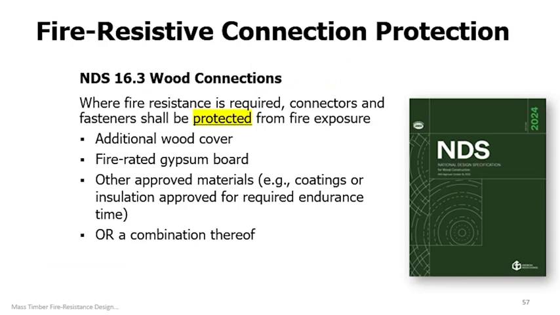NDS section 16.3 states that connections between members which are required to be fire resistance rated must be protected from the fire exposure, thereby echoing AWC sections 704.2 and 704.3. This section also provides requirements for the manner in which connections are required to be protected. This protection can be provided by either additional wood cover beyond what's required for the structural design of that wood member, as I mentioned, or it can be provided by fire-rated gypsum boards such as Type X gypsum, or other approved materials for which the required fire protection time is demonstrated. And of course, you're also allowed to use some combination of the three options that I just mentioned here. The three material types that I just mentioned, that is.